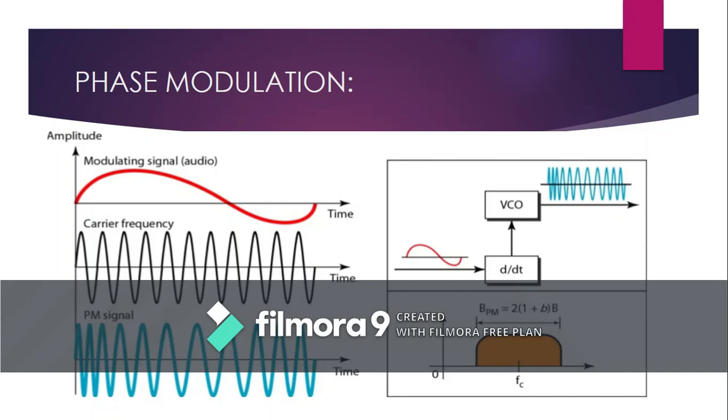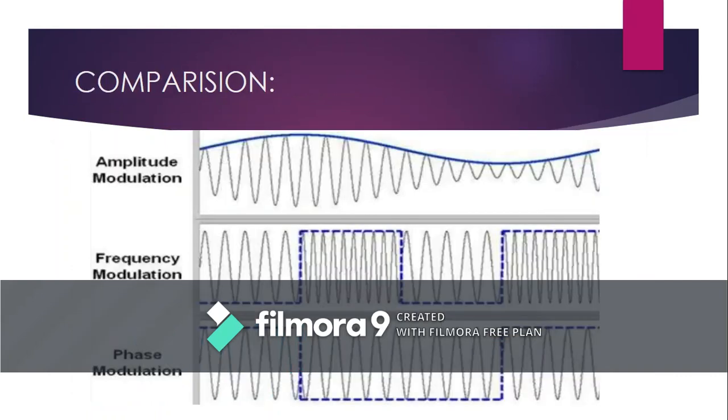Phase modulation is practically similar to frequency modulation, but in phase modulation, frequency of the carrier signal is not increased. It is normally implemented by using a voltage-controlled oscillator along with a derivative. The frequency of the oscillator changes according to the derivative of the input voltage, which is the amplitude of the modulating signal. This figure shows the comparison between amplitude modulation, frequency modulation, and phase modulation.